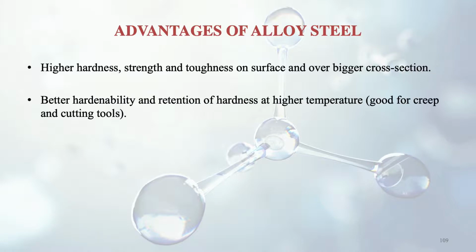Better hardenability, we have discussed it earlier, so we are getting it better, and retention of hardness is also good at higher temperatures also. Like at higher temperatures sometimes softness comes in, but in the case of alloy steel the hardness is retained even at higher temperatures. So it is that good, and it is good for creep and cutting tools. We can use them for that purpose, because in creep high temperature effect comes in, so at that high temperature hardness can be maintained, so we can use alloy steel in that case.